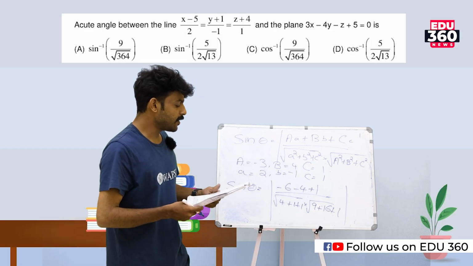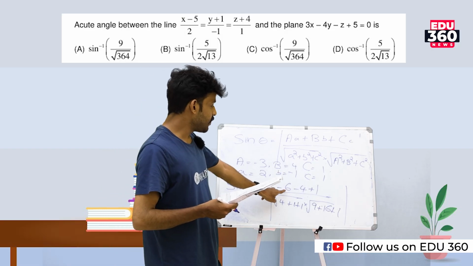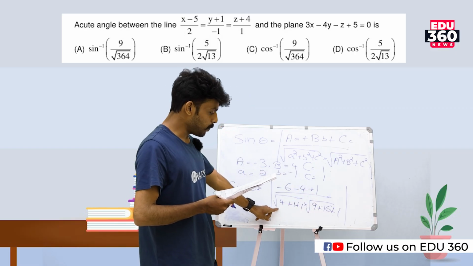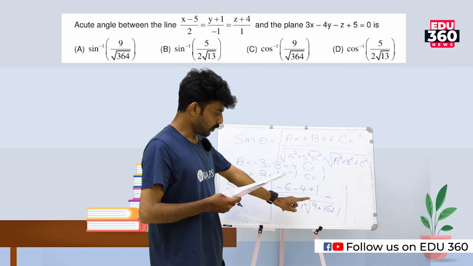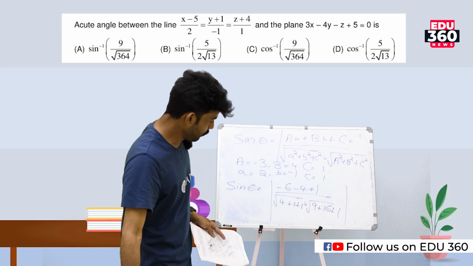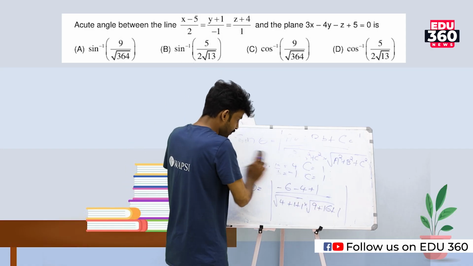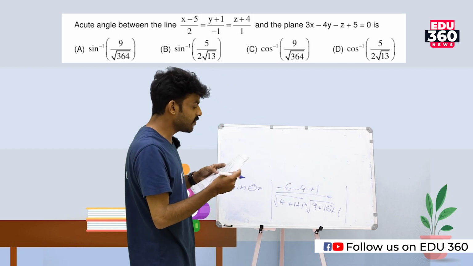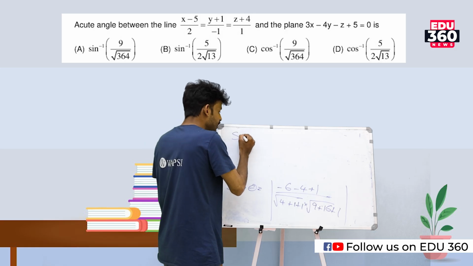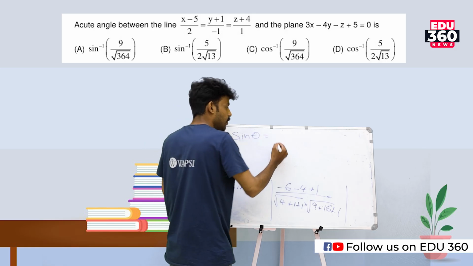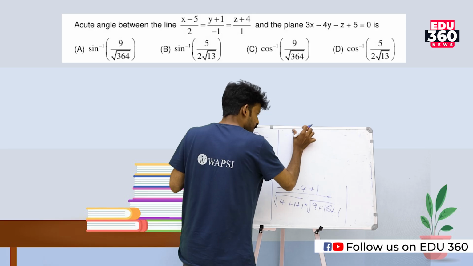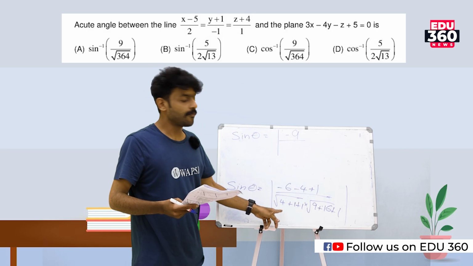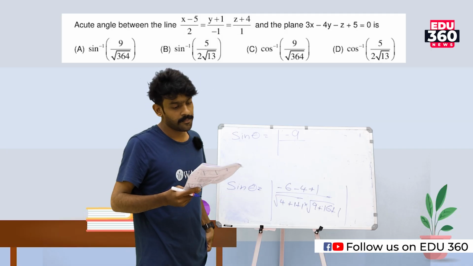So on the numerator we got minus 6 minus 4 plus 1. On the denominator, root of 4 plus 1 into root of 9 plus 16 plus 1. So in the next step, minus 6 minus 4 plus 1, that means that is minus 9. So sine theta is equal to minus 9 divided by root of 4 plus 1 plus 1.